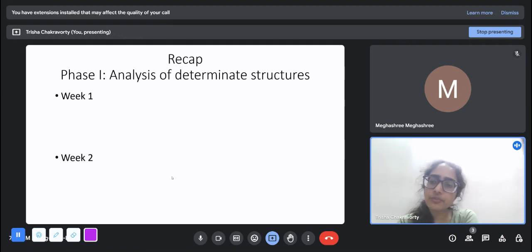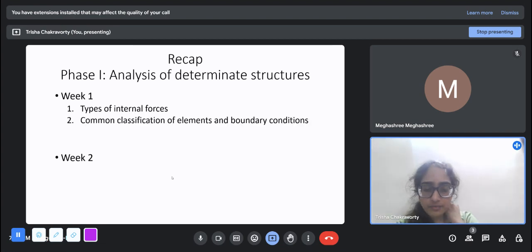First, phase 1, the first 6 weeks, was the analysis of determinate structures, which is relatively easier and less complicated. So we started off with that. In week 1, we looked at types of internal forces, the four basic types: bending moment, shear force, on which we have studied a lot, and there's also axial force and torsional moment. Then the common classification of elements like beam, frame, and truss elements, and the boundary conditions like hinge support, fixed support, roller support, and so on.